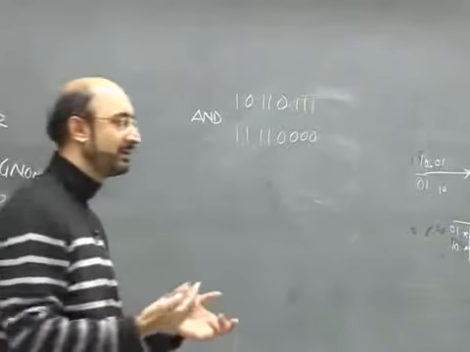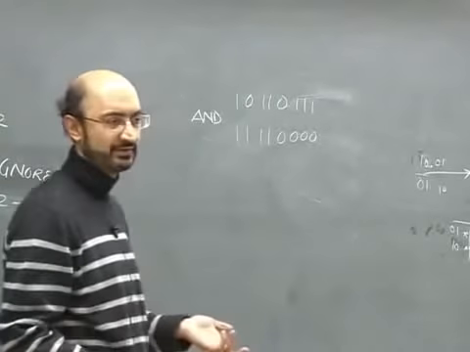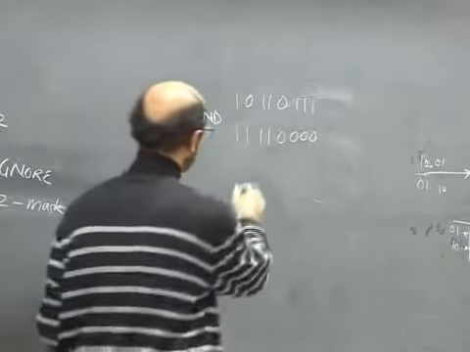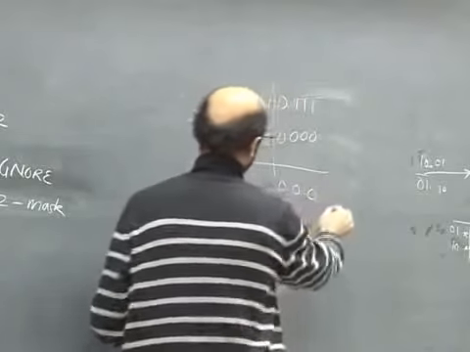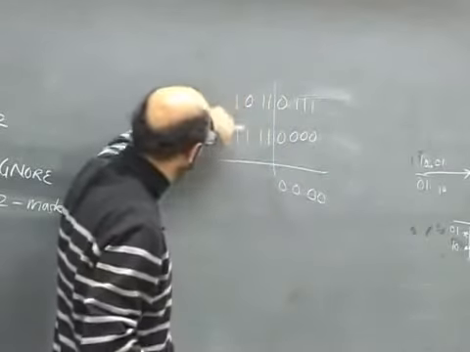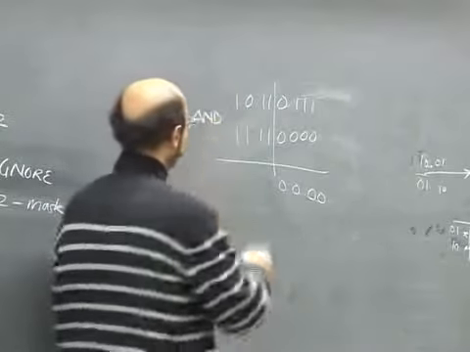What does AND mean? They both have to be 1, otherwise it's a 0. That's what AND means. So if I do this, what happens? Well, these are definitely going to be zeros. And here it's going to be a 1 if the top one has a 1. So it's going to be 1011.